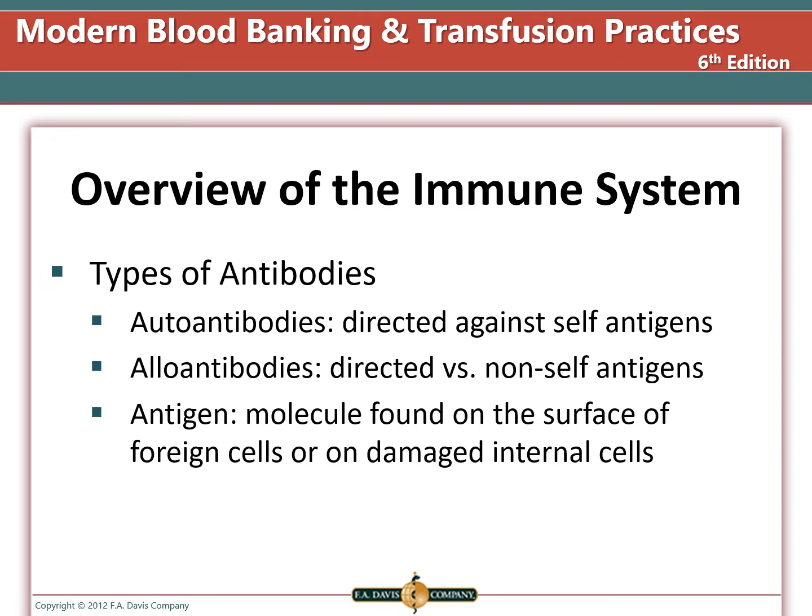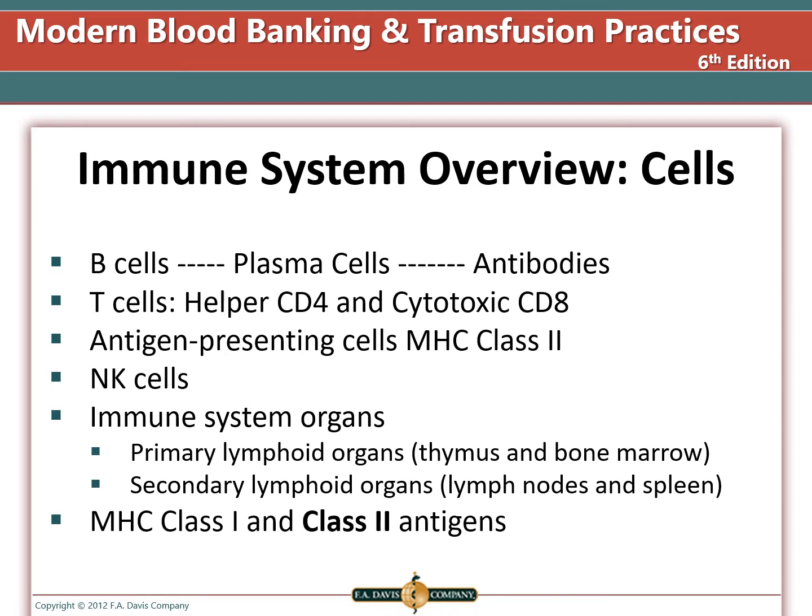An antigen is a molecule found on the surface of a foreign cell or a damaged internal cell that the body may react to and make antibodies. B cells, when stimulated, become plasma cells or memory cells. The plasma cells are the antibody-producing cells.